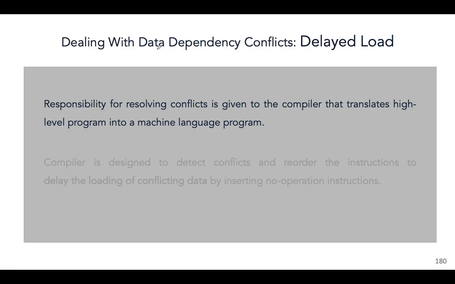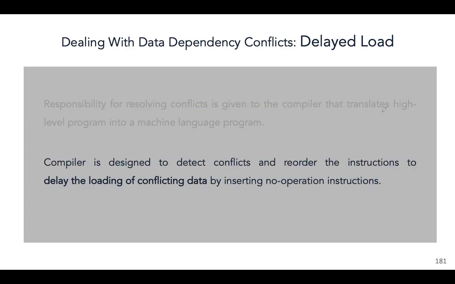So it keeps track of all the instructions that will cause some kind of data dependency problem in the future. During translation, it keeps an eye on that. The compiler is designed to detect conflicts during translation, and then it reorders the instructions to delay the loading of conflicting data by inserting no operation instructions.